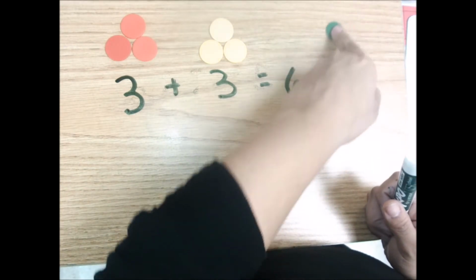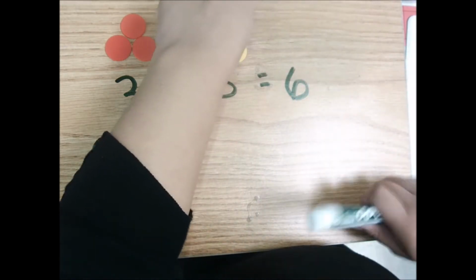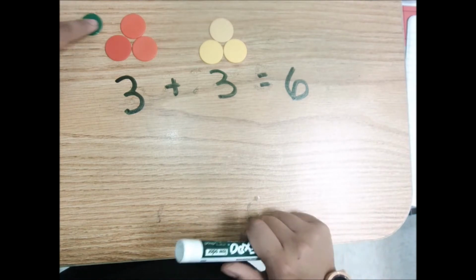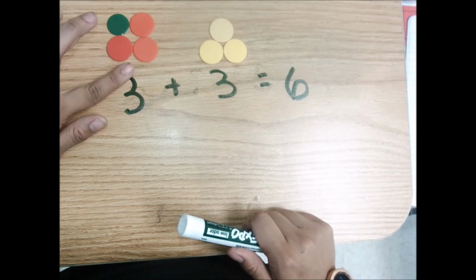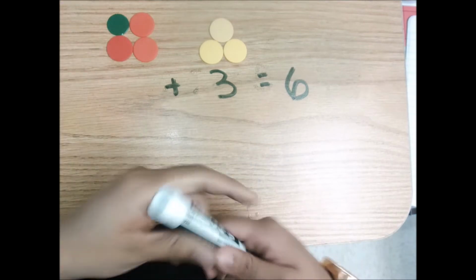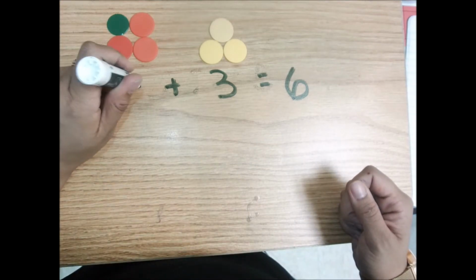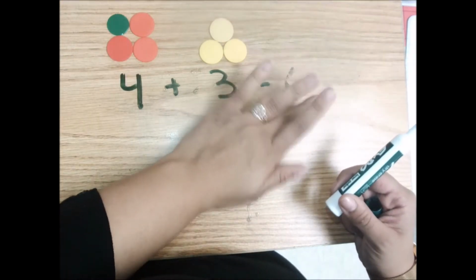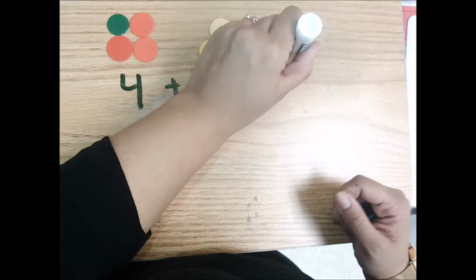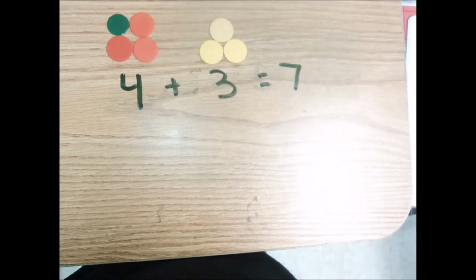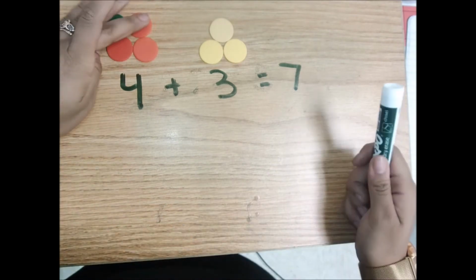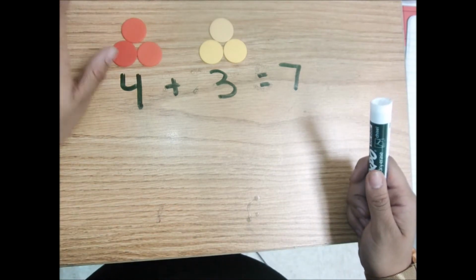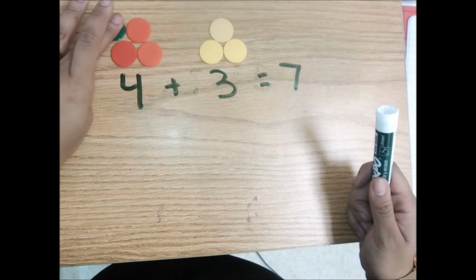So, what happens if I add one more? Well, this part isn't 3 anymore. Now it is 4. And 6 is now 7. See what we're doing here? We're using what we know to find out what we don't.